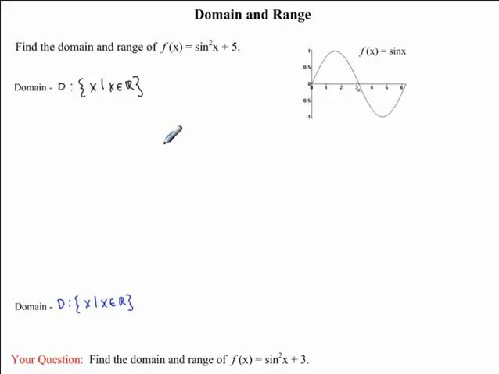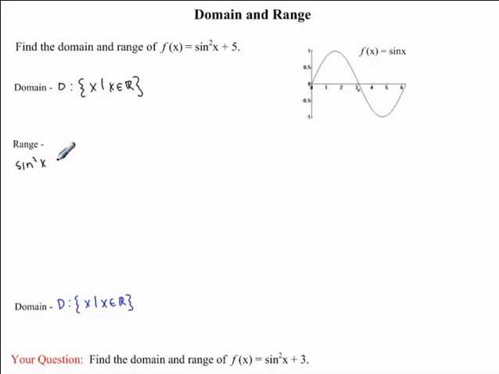Coming back to our question, now let's find the range. The range depends on the smallest and largest value that f of x or y can be. Now, to find the range, we're going to look at our function in different parts. We're first just going to consider sine squared x. We're going to find the range of this function first.